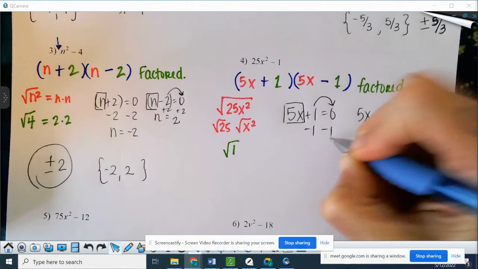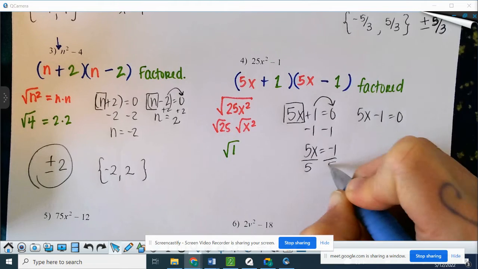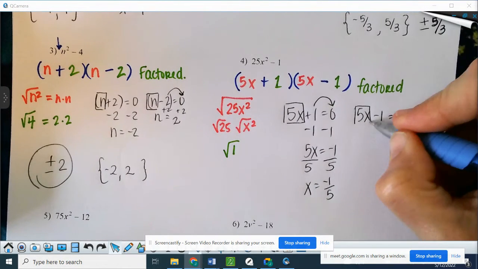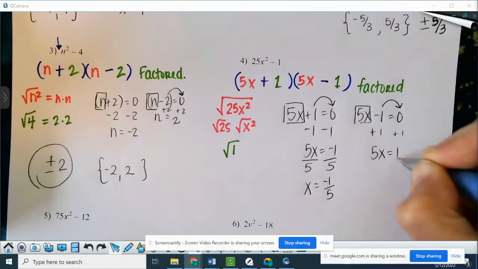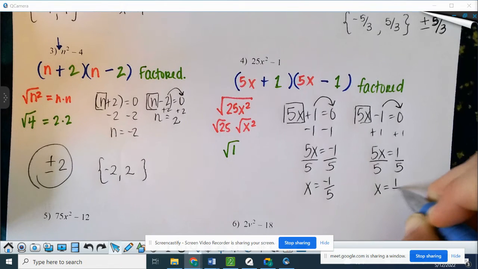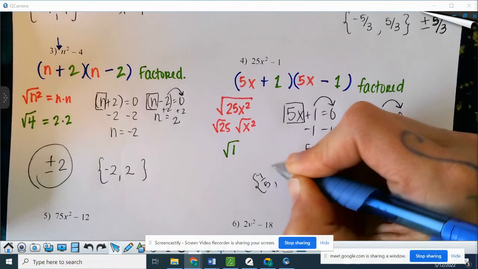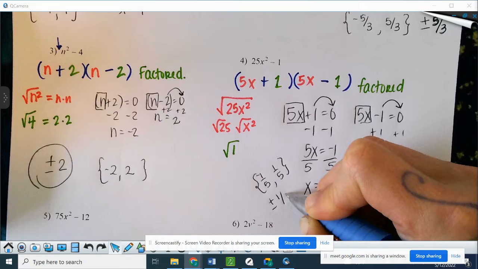So we're going to subtract 1. So 5x equals -1. We're going to divide by 5 on both sides. So x equals -1/5. 5x. We're going to move that -1 by adding 1. So 5x equals 1. Divide by 5 because that's the inverse of multiplication, and x equals 1/5. So our solution set is -1/5 and 1/5, or can be written as plus or minus 1/5.